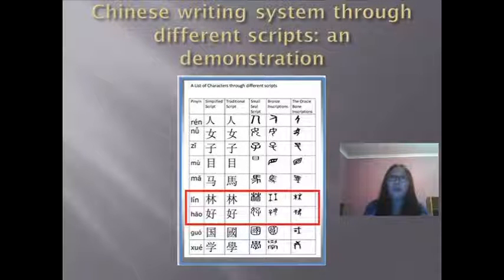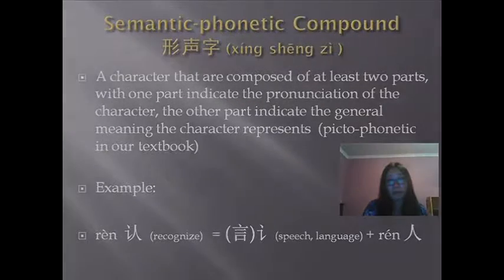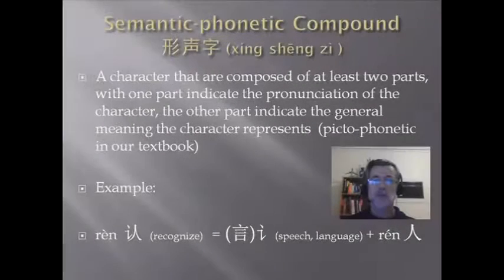And another category is called the semantic phonetic compound. In our textbook, it is termed as pictophonetic compound. This is a category with one part of the character indicating the general meaning of the whole character, and the other part indicating the sound of the character. 谢谢陈老师. Chen Laoshi was talking about the 2 parts of the semantic phonetic compound characters.